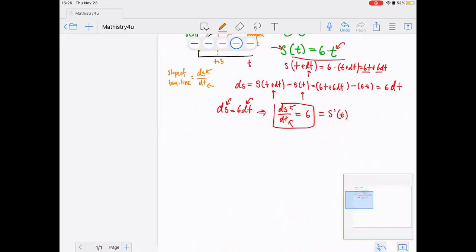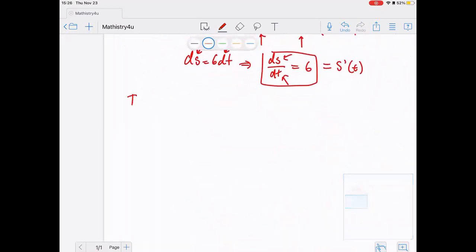Now let's talk about integration, which is the other major concept in calculus. Integration is just the exact opposite of derivatives.